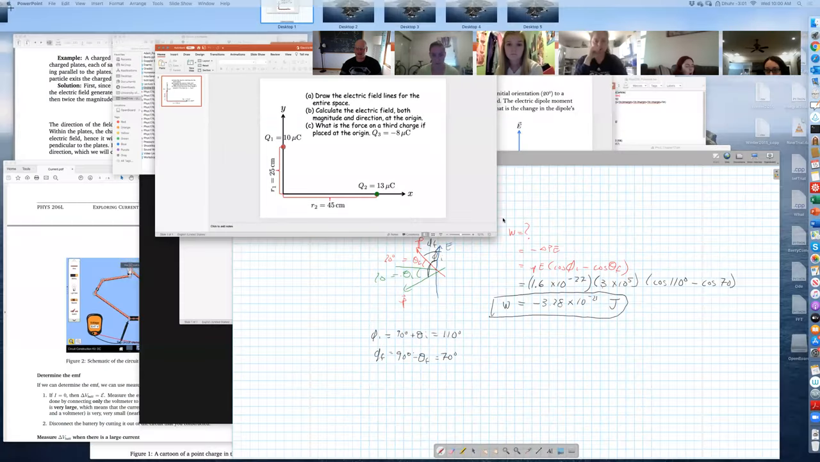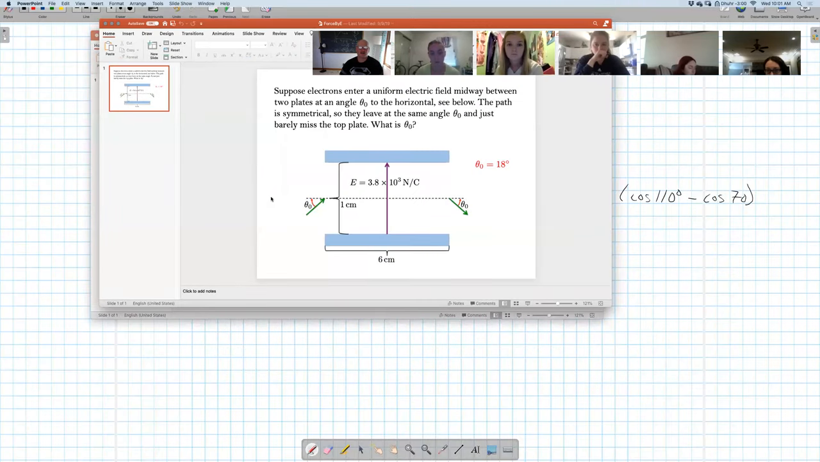The second one is then this one. So this says that suppose electrons enter a uniform electric field midway between two plates at an angle of theta zero, see below. Okay. So here the two plates are separated by 1 centimeter, and there's an electric field which points upward, which has a magnitude of 3.8 times 10 to the third newtons per coulomb.